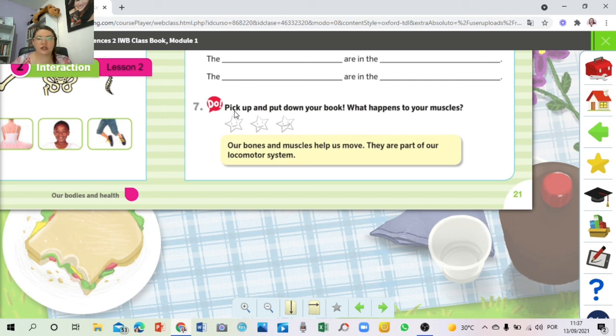Release your book. What happens to your muscles? Look. Pick up and put down. What happened? This action. Essa ação. What happened with your muscles? What happens to your muscles? What do you think? Yes, exactly this. The muscles move. Okay? Yes. Great. That's it.